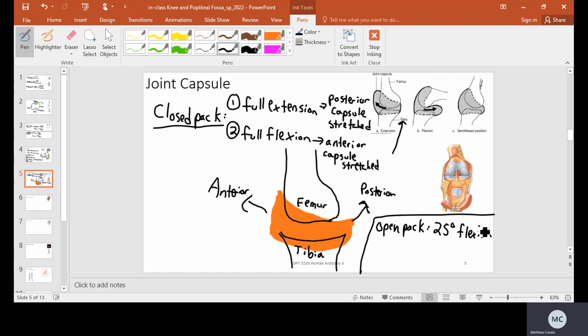Now PCL controls posterior translation of the tibia. So in order to test the PCL, you grab the tibia and you push it backwards. And if there's a ton of motion going backwards, that means the PCL has been compromised. Okay, we'll get into that a little bit on Wednesday.